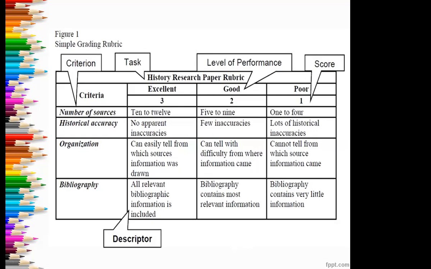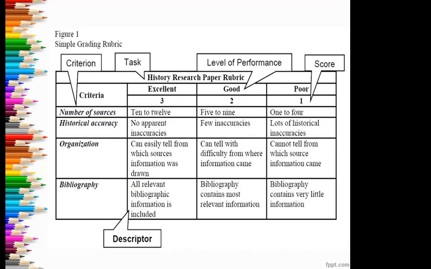So here we have an example of a grading rubric with all the elements that we have covered. The task, the level of performance. In this case, we have 3: excellent, good, poor. The criteria, here we have 4, which are number of sources, historical accuracy, organization, and bibliography. Also, we have the score for each criterion, which is excellent has 3 points, good has 2 points, and poor has 1 point.